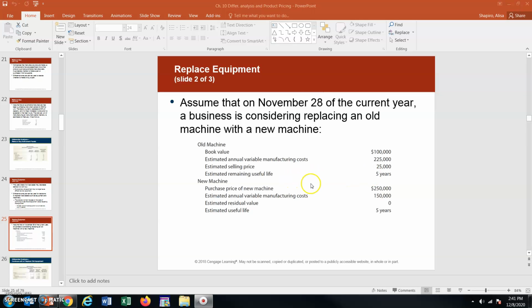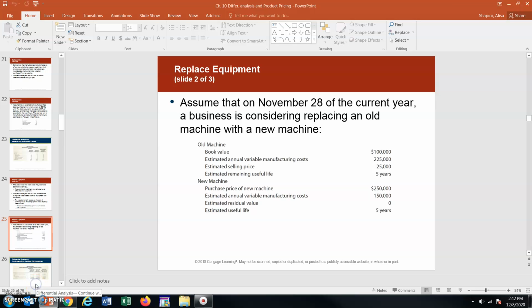Well, what about the new machine? Well, the new machine will cost us $250,000 out of pocket to buy it. Now, if we have a brand new machine that's working really well, our variable manufacturing costs are only $150,000. That's much different than this $225,000, probably because we have a brand new machine. There is no residual value, meaning at the end of the life of this machine, it's not going to be worth anything to us. And the useful life is also 5 years.